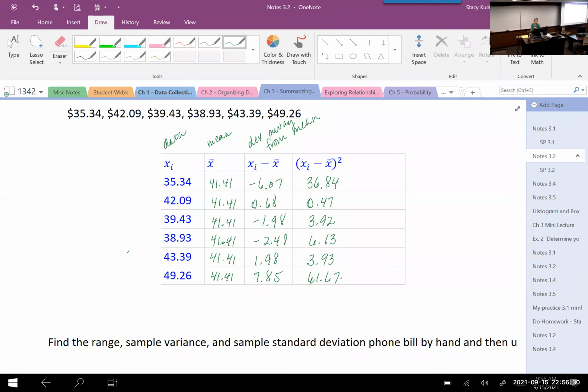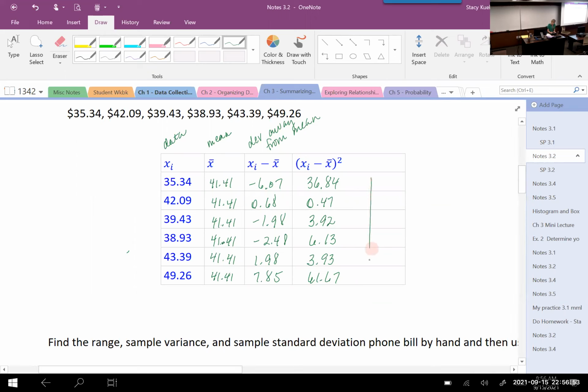Okay. Is everybody able to get that? Do you need some help using your calculators? Because I need to know that everybody can get this. Once you have that done, the last step is to now add that column together. So I am going to add straight down the last column.